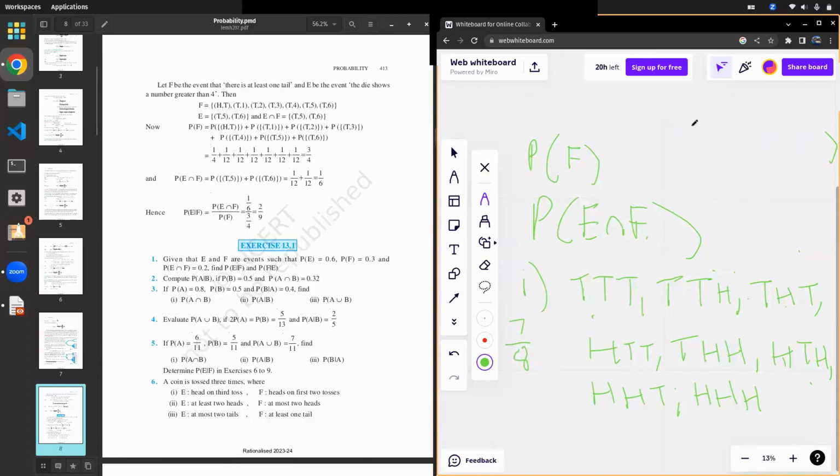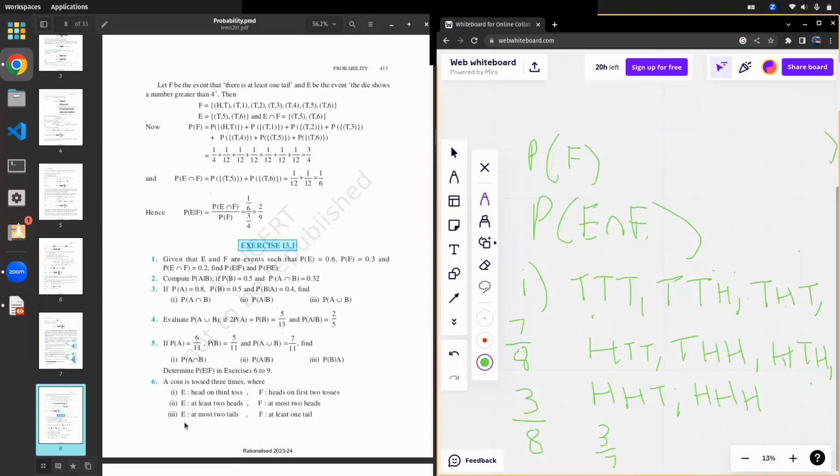And E intersection F gives that it should have at least 2 heads and at most 2 heads. This is possible only when the number of heads is equal to 2. So we want to find the number of outcomes in which the number of heads x is equal to 2. We have three cases in which x is equal to 2. So the probability of E intersection F is equal to 3 by 8. So our required answer will be 3 by 7 in this case.